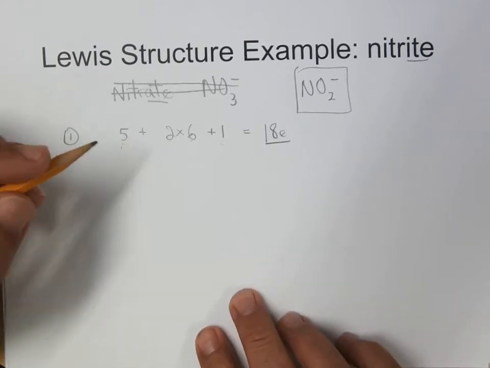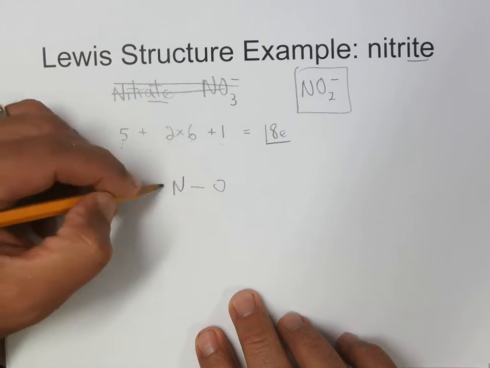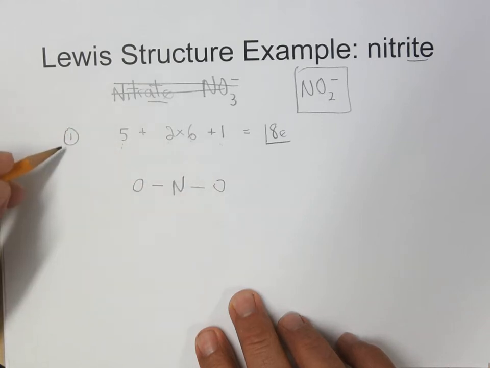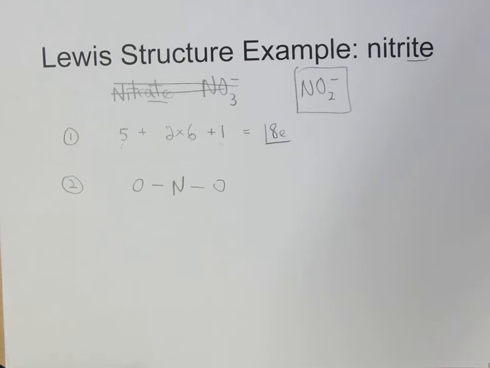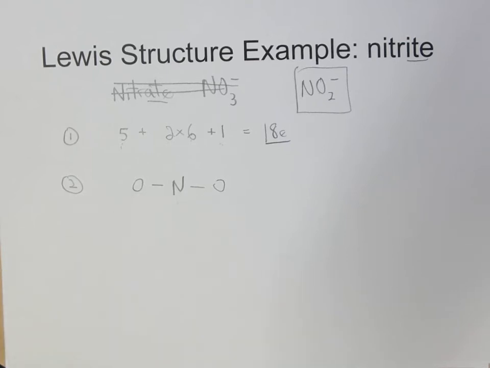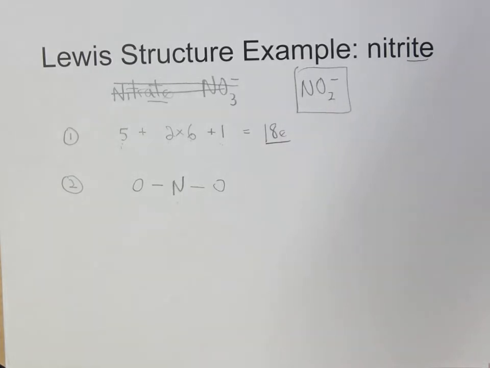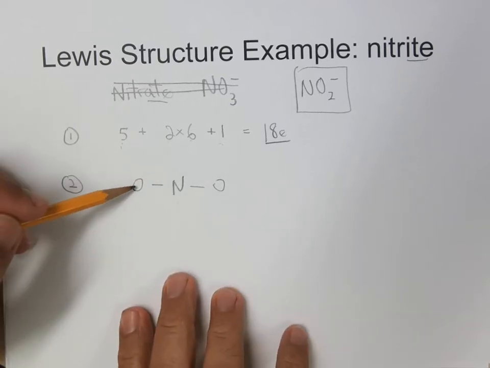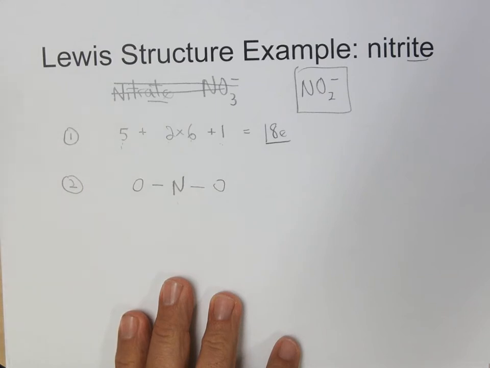Second step, my favorite. I have a nitrogen and 2 oxygens, and I connect them with single bonds. So super simple. And you do have to put the nitrogen in the center and the 2 oxygens on the outside to get the right structure. Some people would put NOO, to which we say no, right? You need the nitrogen in the center and the 2 oxygens on the outside.